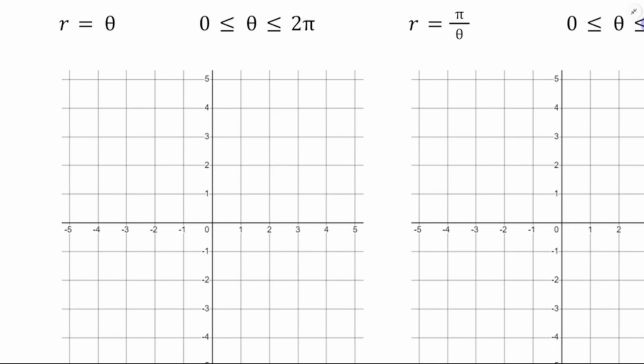So r equals theta, and we're thinking r is the distance away from the origin, and we're thinking about theta increasing as if we are moving around the unit circle, right? Just thinking about that circle with that orientation, and thinking about distances. So we'll start with when theta equals 0, that will mean r is equal to 0, and there's only one place where r equals 0.